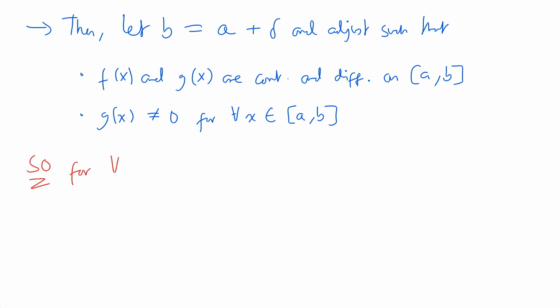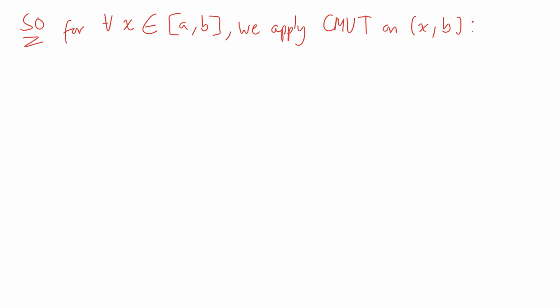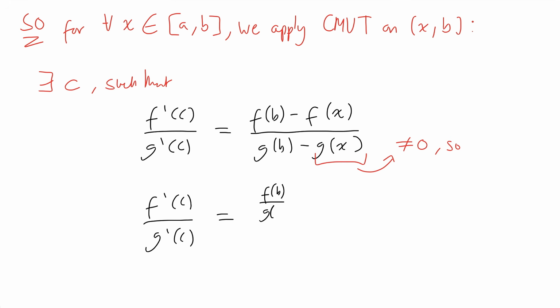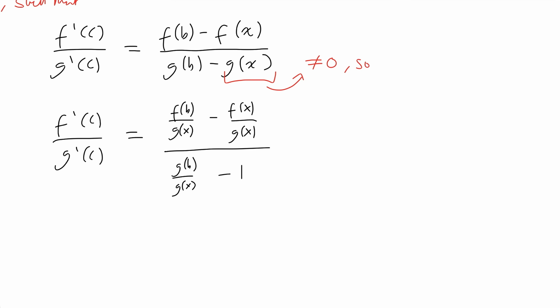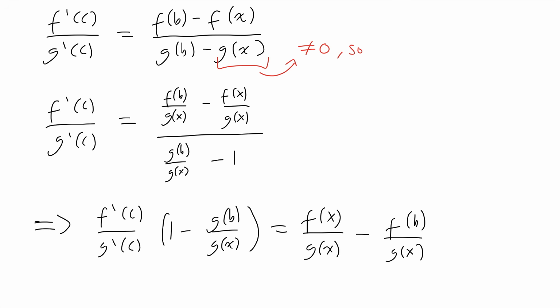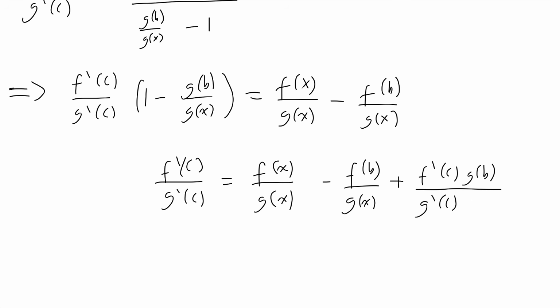Then, for every x in the interval a to b, we can apply Cauchy's mean value theorem on the interval of x to b, and say that there's a c such that f prime of c over g prime of c is equal to f of b minus f of x over g of b minus g of x. Then, given that g of x is not equal to 0 on this interval, we can divide through by it, and then rearrange, multiplying through by the denominator and minus 1 at the same time. And then we're going to group together these terms and ultimately get f prime of c over g prime of c is equal to f of x over g of x minus r of x.